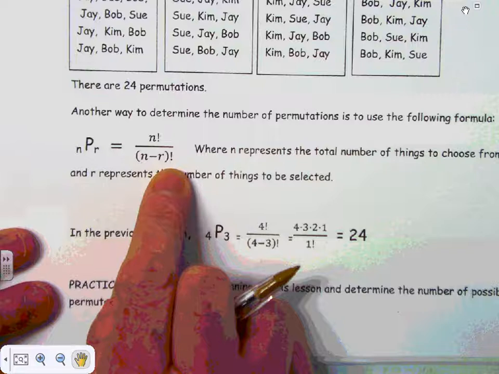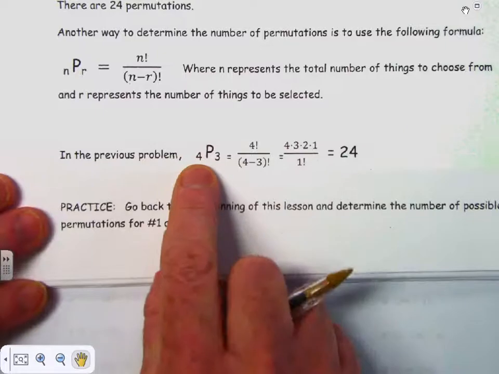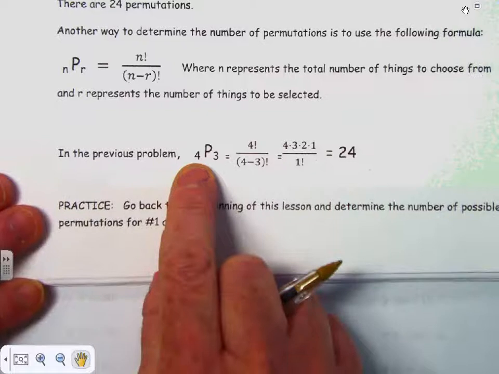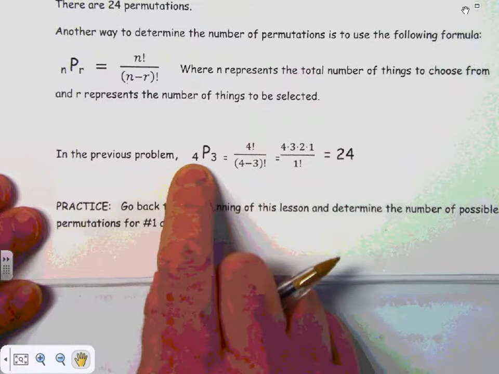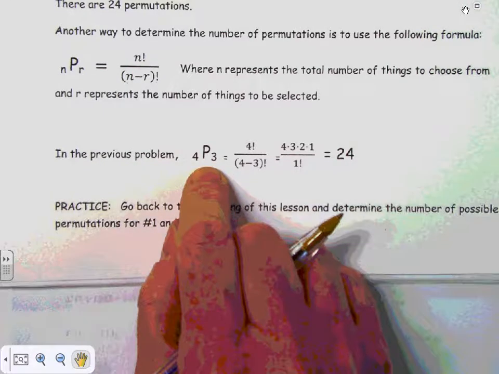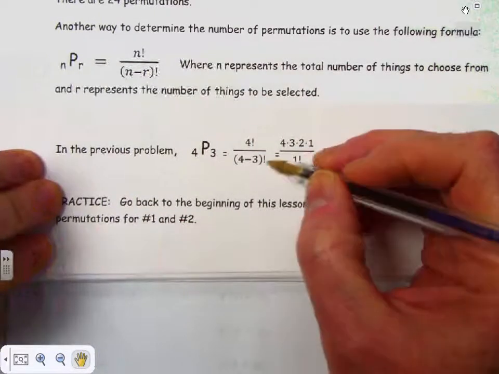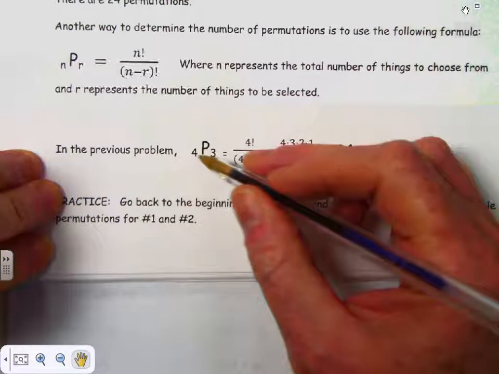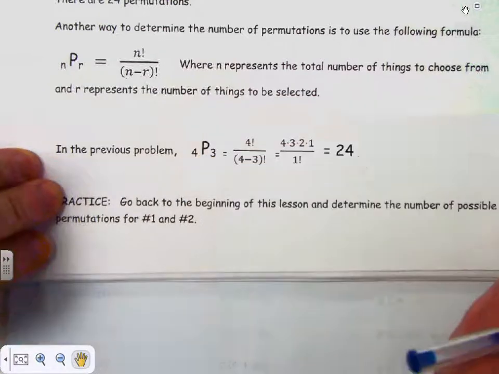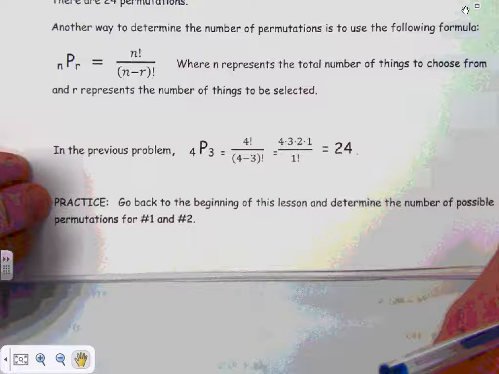The combination is more complicated. The permutation is simpler. So we had 4 people in the race, running, but only 3 people could win first, second, or third, right? So that's why it's a P3. When you do the formula, you have 4 factorial as being 4, 3, 2, and 1. And on the bottom, when you subtract the 2 values, you get just a 1. And notice your answer is 24. So that one's pretty easy.